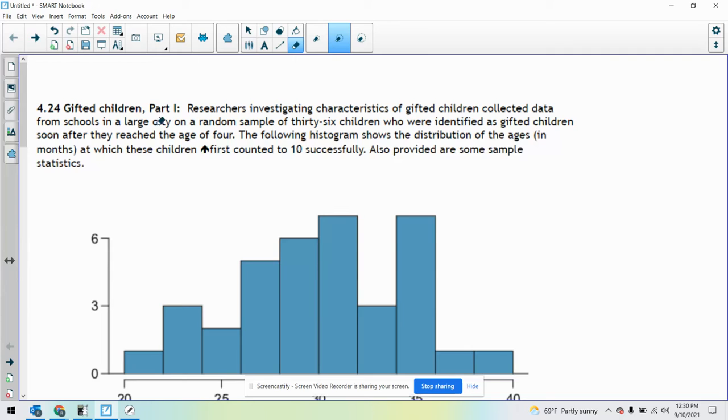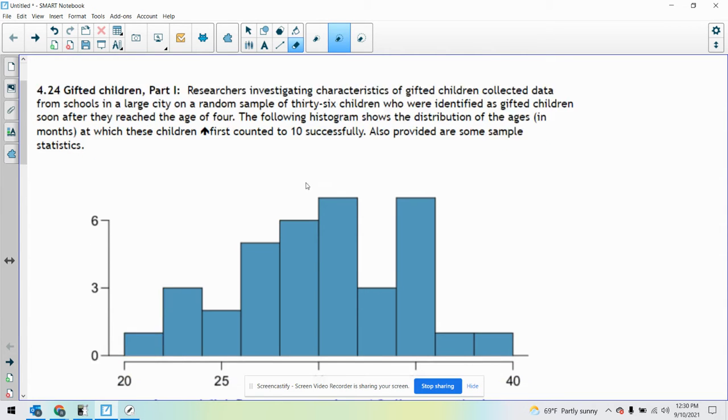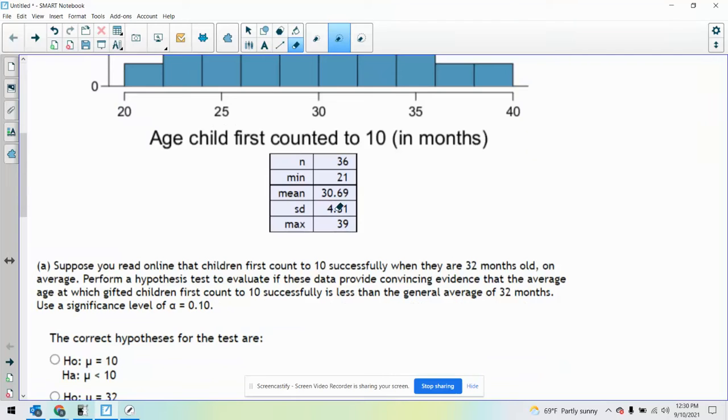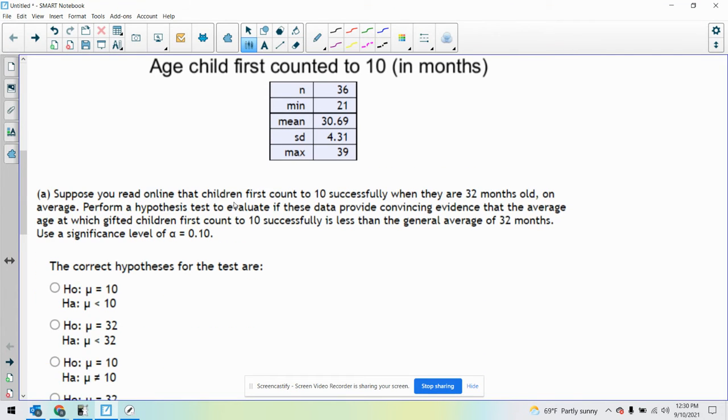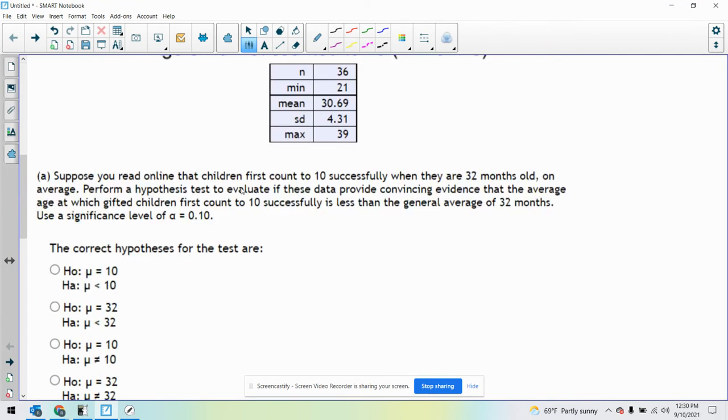All right, here's the question. All the information here. It says also provided are some sample statistics. So we have our data down here. Something to note is that this problem's actually incorrect.